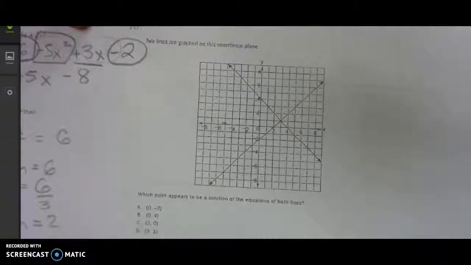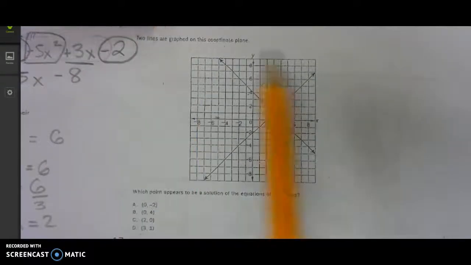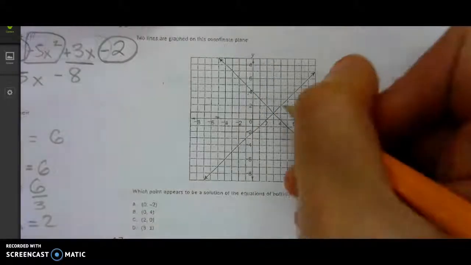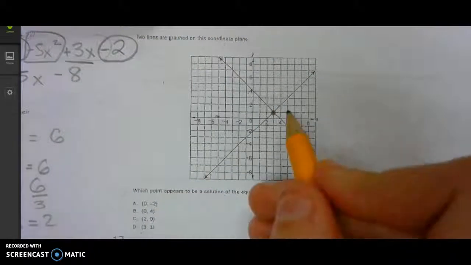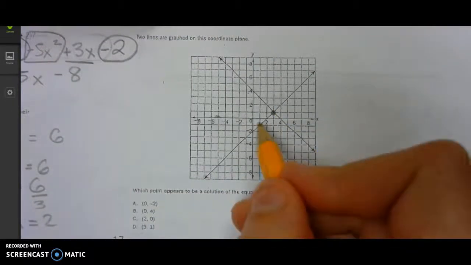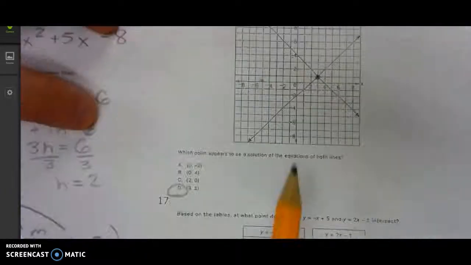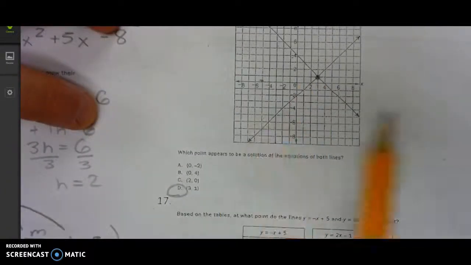Number 16, 2 lines are graphed on the coordinate plane, which appears to be where both lines intersect. That just means where do they intersect. So we're looking at this point, which is going to be (3, 1), and that's D. So all we have to do is look for the point of intersection and then count.